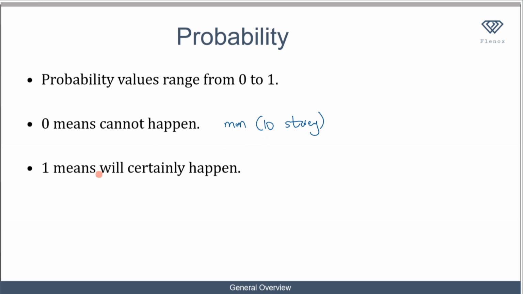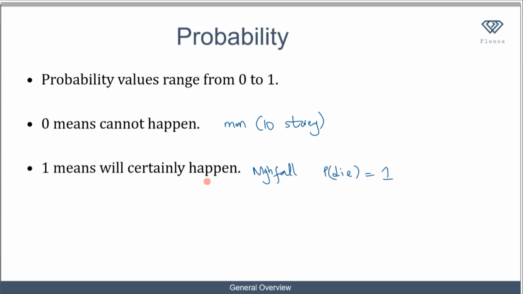How about 1? When you have a probability value of 1, it means that it will certainly happen. Think about it: what is the probability that nightfall will occur today? It's definitely 1, because every night there's nightfall. So the probability of nightfall occurring today is 1. How about the probability that we all eventually die one day or the other? That probability is 1, because it's a certainty. I know that everyone will eventually die.